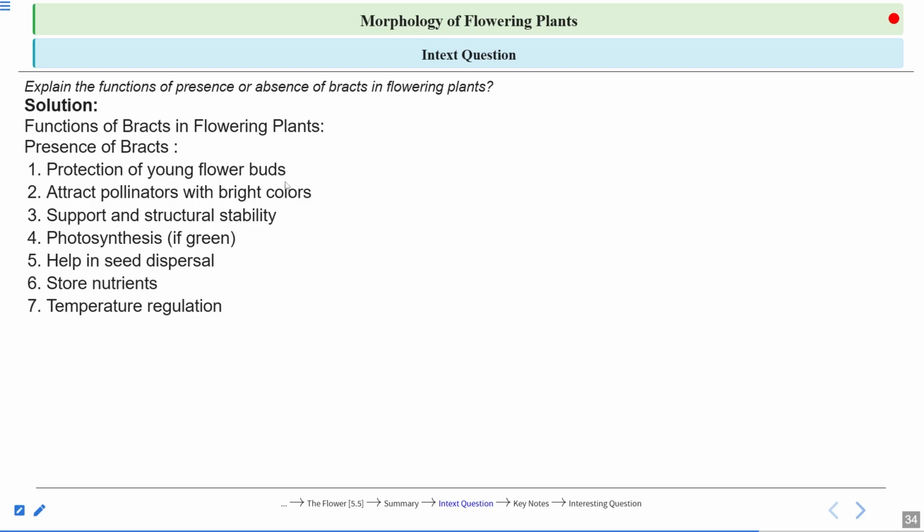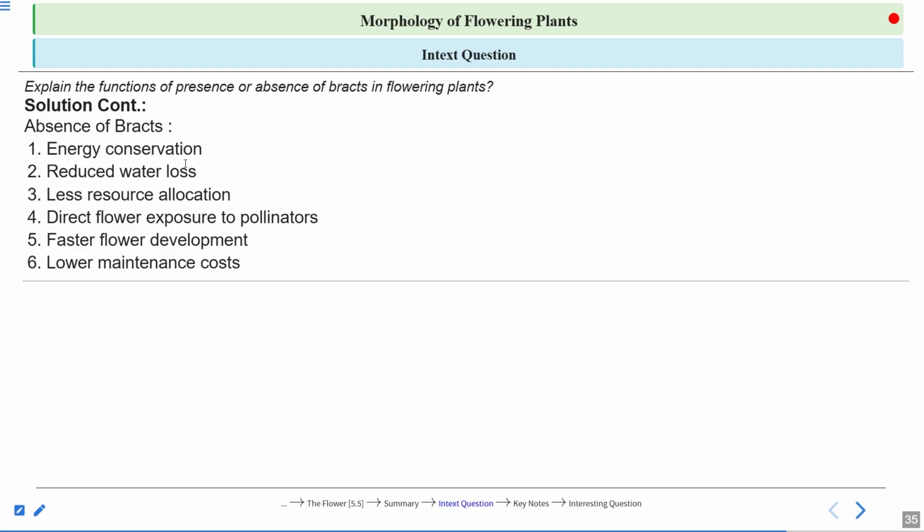Protection of the young flower buds, attracting pollinators because they are brightly colored. Though they are leaves, they are brightly colored. Support and structural stability, and photosynthesis: if they are green, they can carry out the process of photosynthesis. They help in seed dispersal, store nutrients and help in temperature regulation as well.